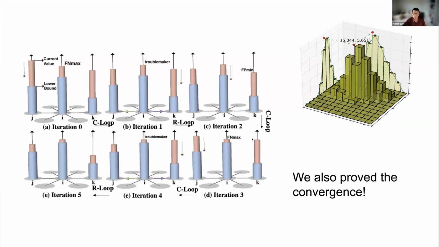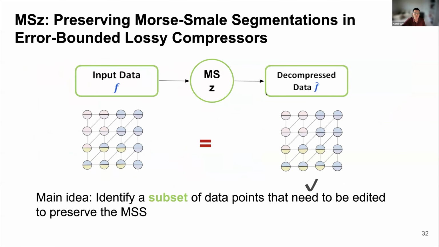But the thing is that if we do local adjustment, the neighbors, and the neighbors of the neighbors, have the potential to be wrong in topology. So we propose an iteration strategy so that we can fix all kinds of topology errors, and we also prove the global convergence. So the entire algorithm will converge within a finite number of iterations.